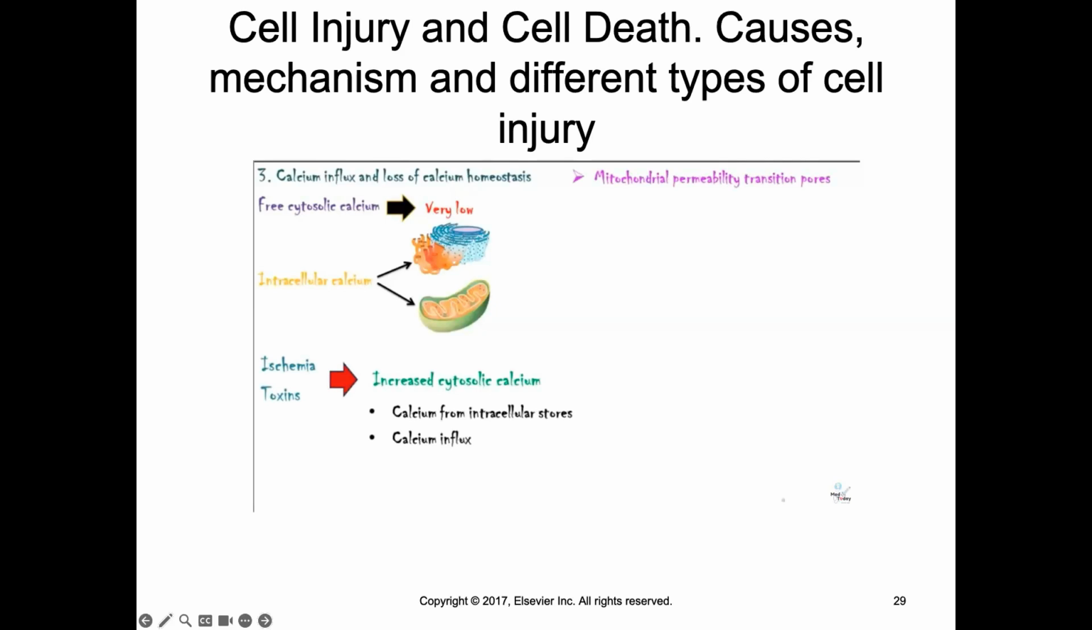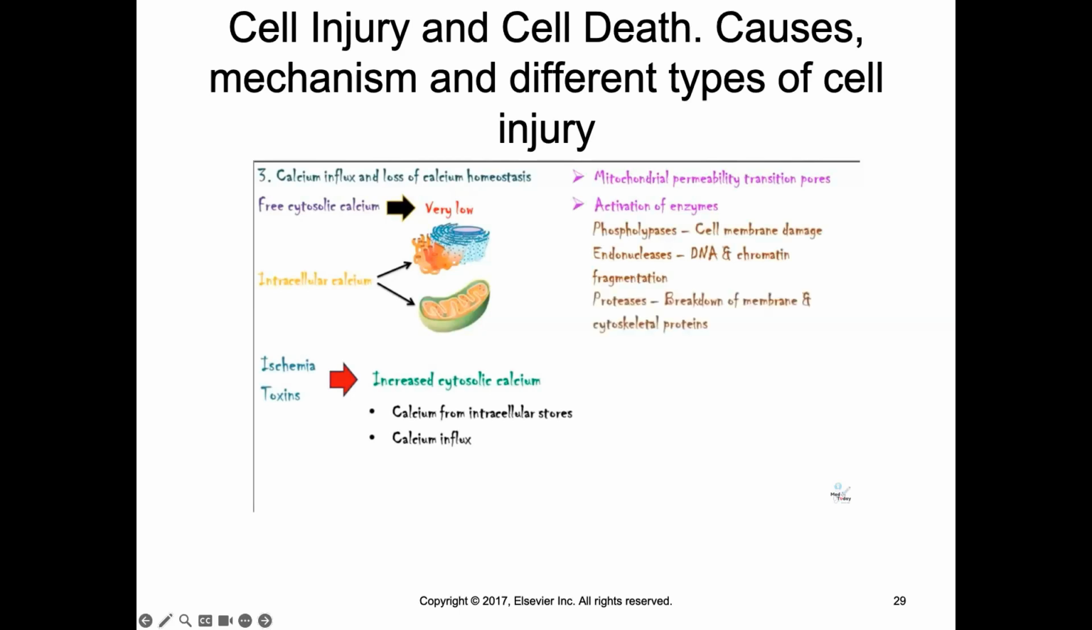Calcium acts as an activator for a large number of enzymes, including phospholipases, which cause cell membrane damage, endonucleases, which cause DNA and chromatin fragmentation, proteases, which cause protein breakdown, and ATPases, which hydrolyze ATP. Calcium ions also activate apoptotic proteins and enzymes and promote apoptosis.